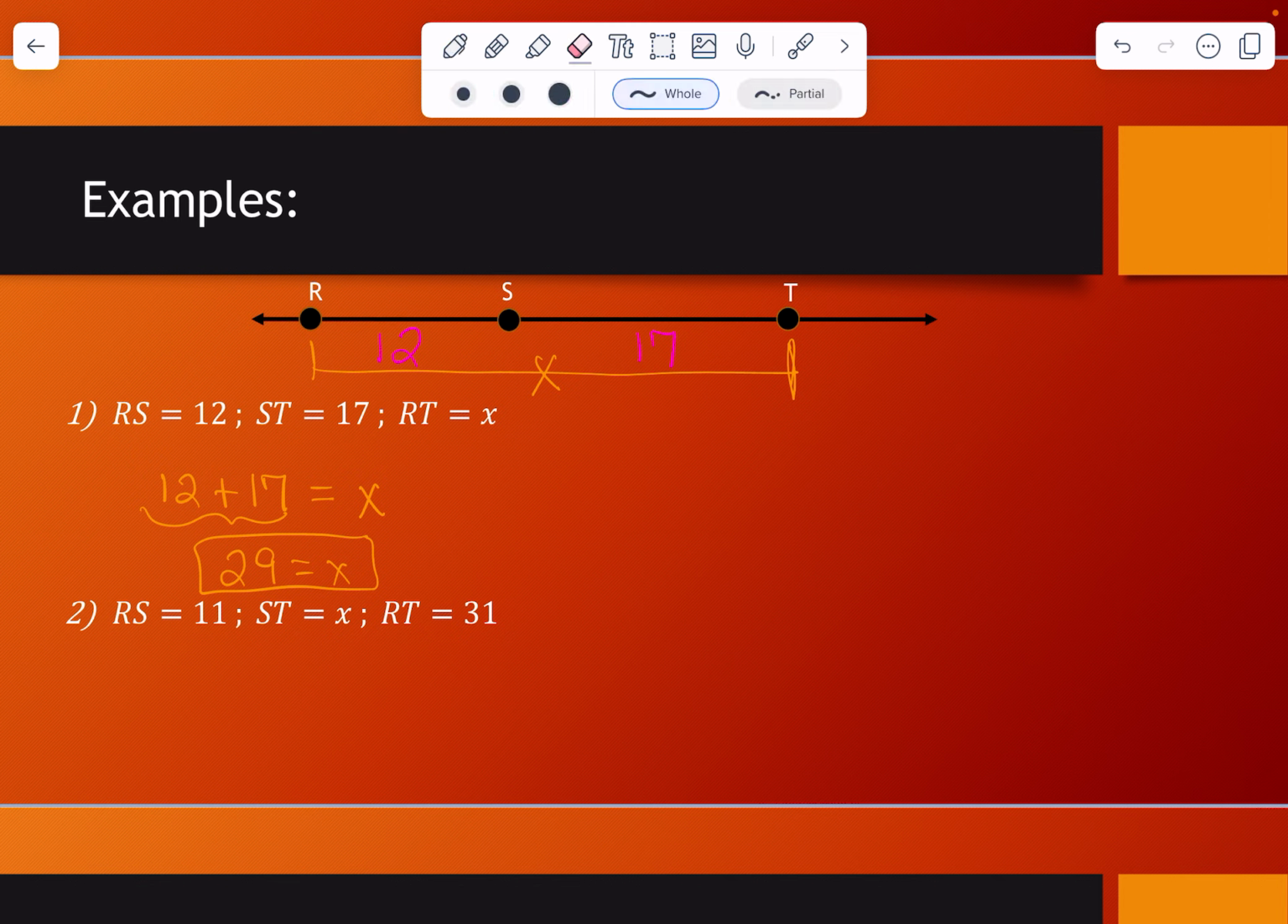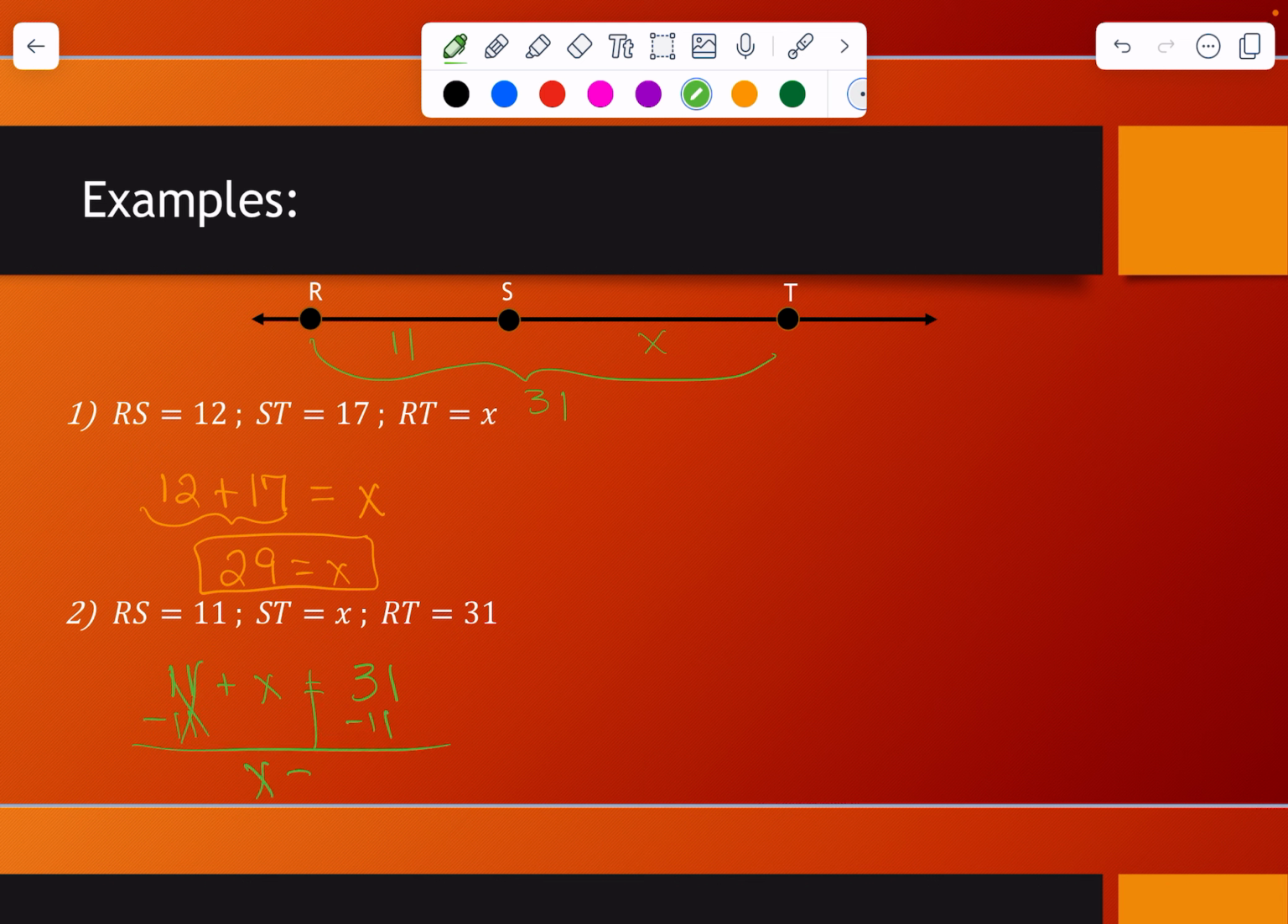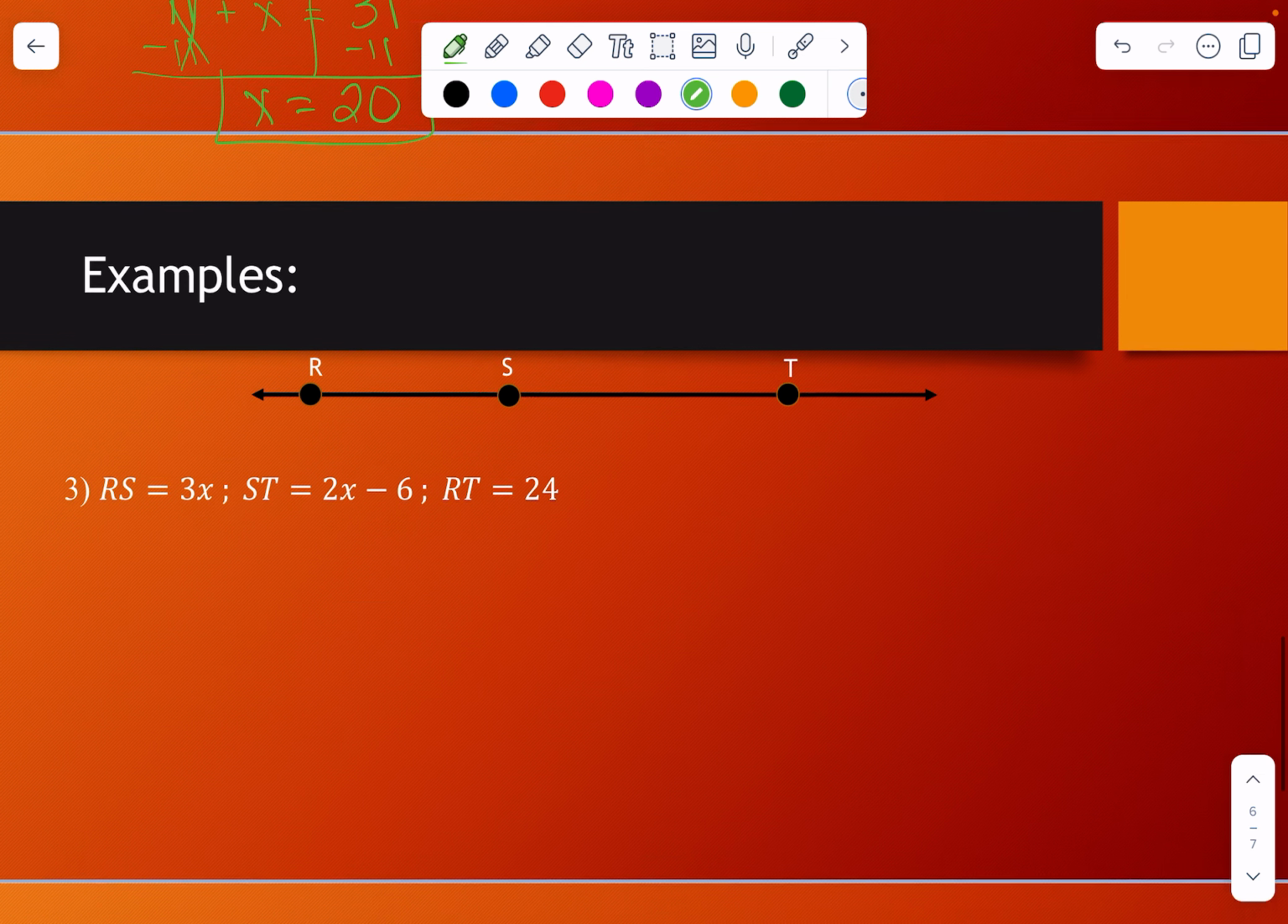Okay? So let's try another one now. So we come in here, we start off, it tells me RS is 11 this time. It tells me ST is X, but it says that RT is 31. Okay, so I go to my segment addition postulate again. I have the first piece of 11 added to X, and that has to equal 31. So now we solve this one-step equation, and I know that the value of ST has to be 20 units. Okay? Let's try another one.